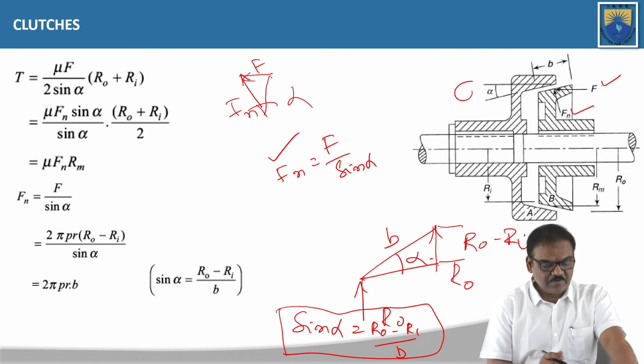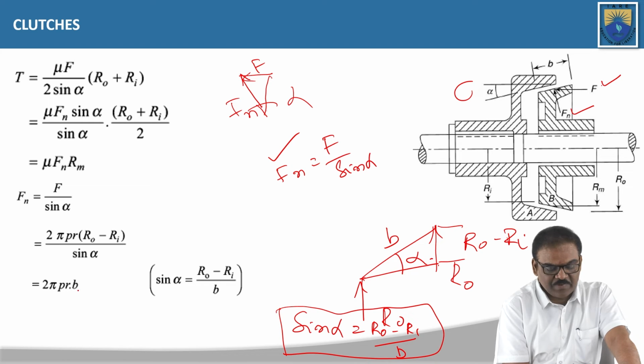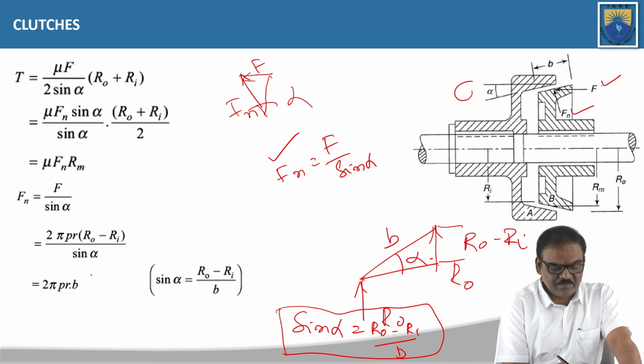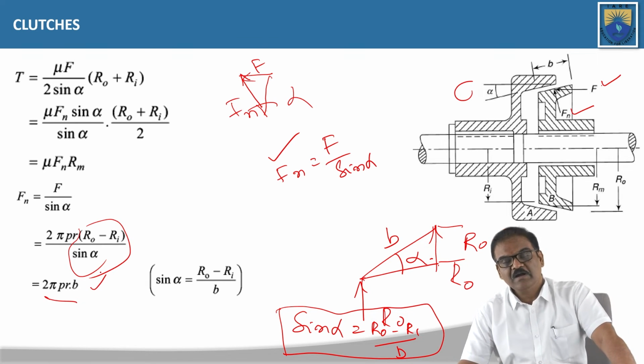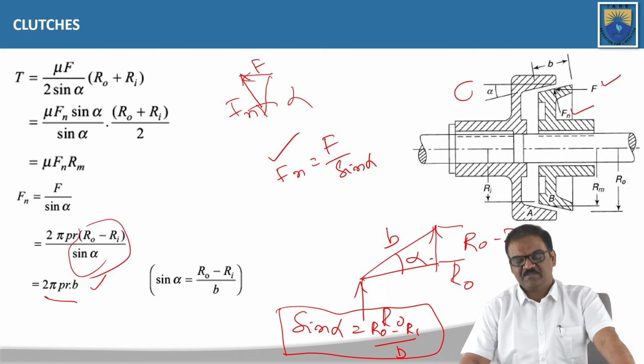Okay, therefore 2 pi P R into B. What is this B? You can consider R naught minus Ri by sin alpha. That is going to be your B, this particular portion. So this is how we are going to conduct the power transmission in case of a cone clutch.